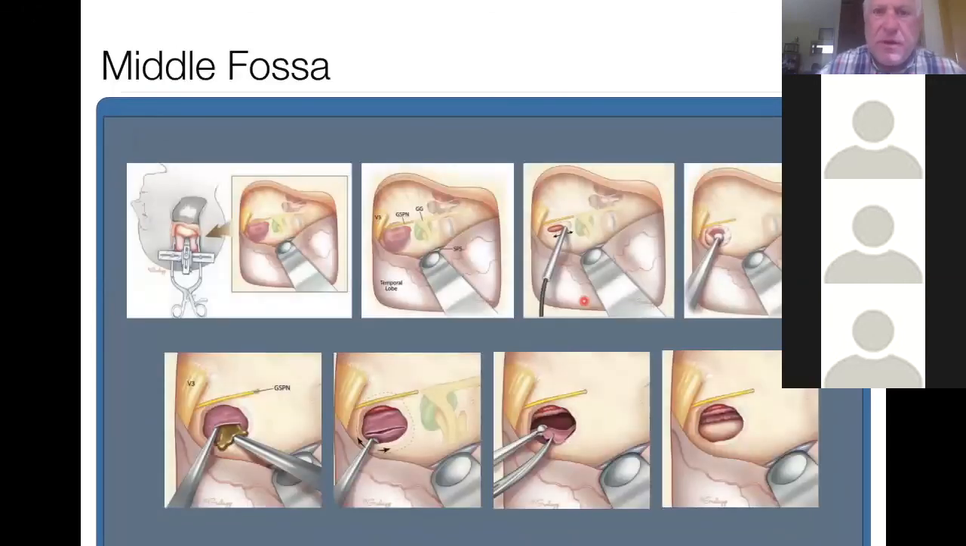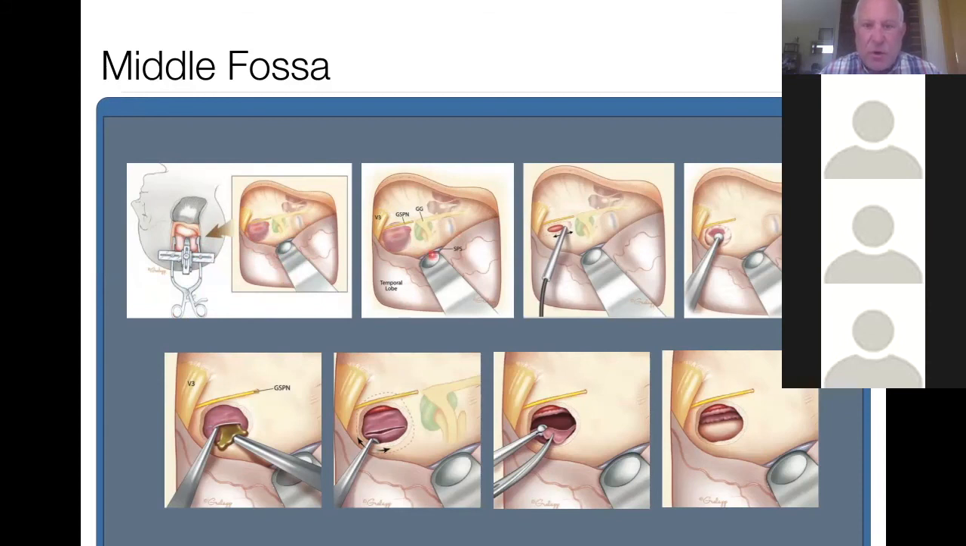So for completeness' sake, I'm going to mention the middle fossa for those of you who might not be familiar with it. The middle fossa is the approach to the floor of the middle cranial fossa, or the roof of the middle ear mastoid, and the exposure of the Petrous apex. You have to have a special retractor to do this properly.